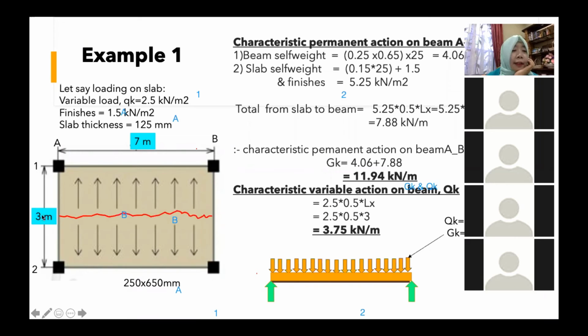Now, example. Let's say we have a slab 7 by 3. This is LY, because this side is longer than this side. So this is LY and this is LX. Let's say the loading on the slab, we have a variable load small qk, because I want to differentiate between the load on the slab here and the total here.